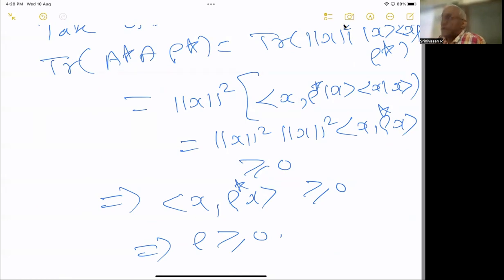Center is trivial, I mean that it's only scalars. That's what I mean. Trivial means it has only 1 and 0.